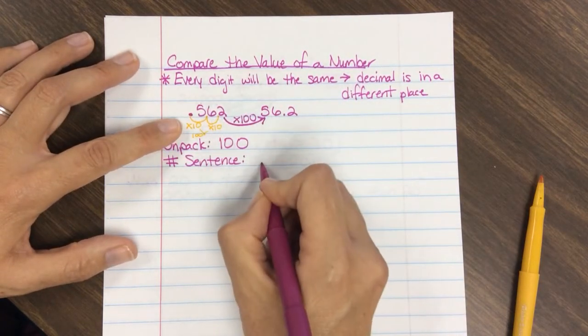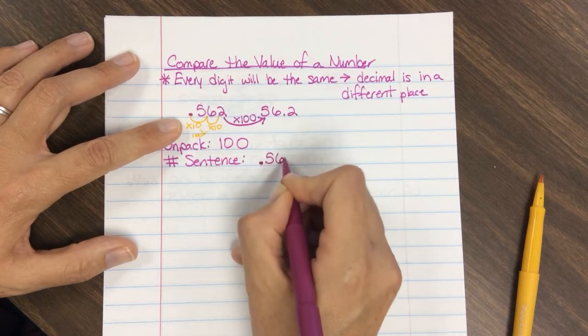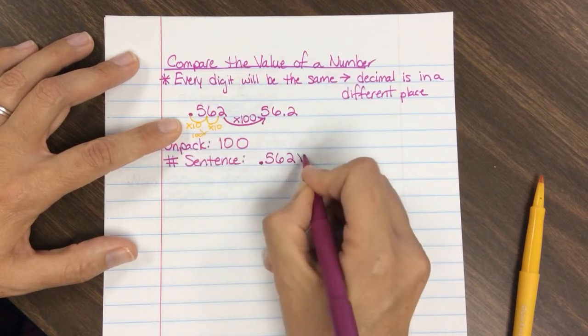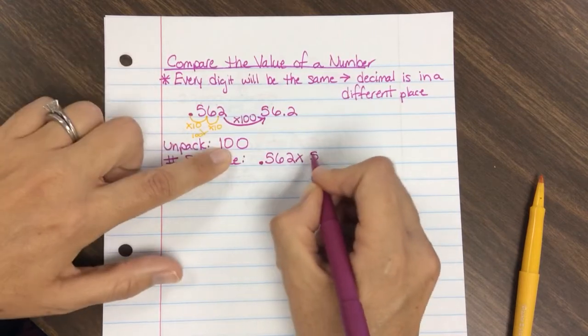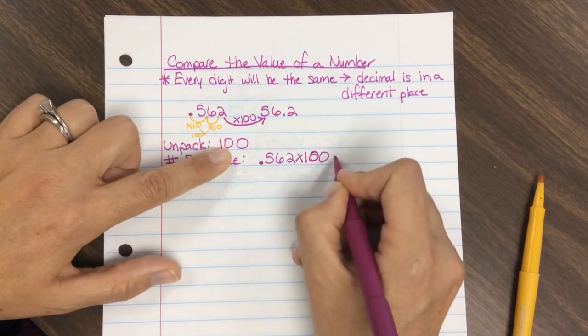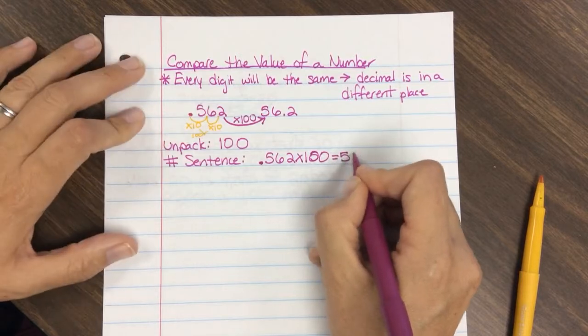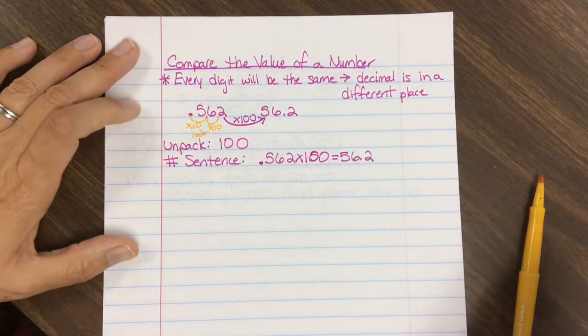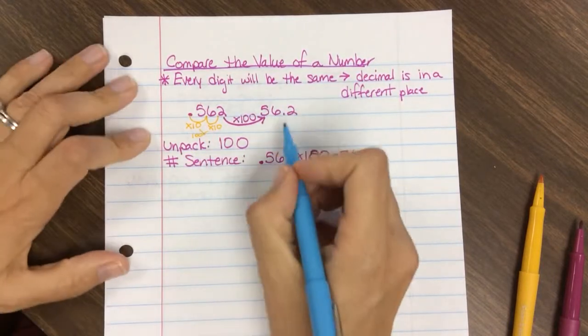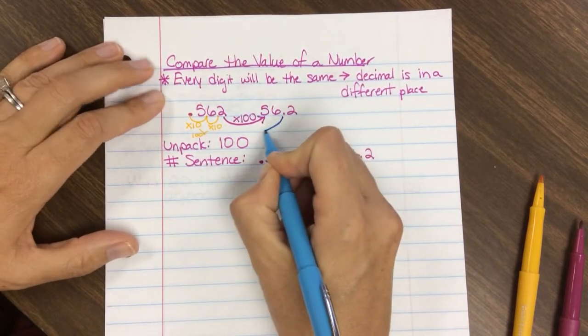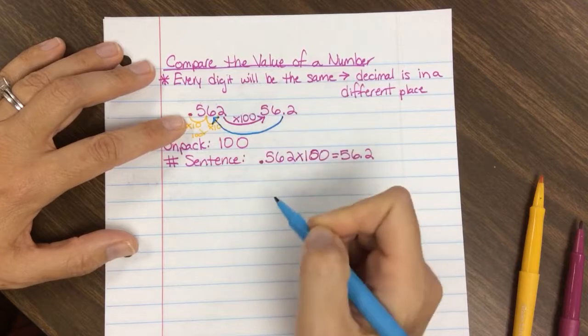So I'm going to actually write that down. 562 times 100 will equal 56 and 2/100. Now what if I want to go the other way? I need to make this number into this number.